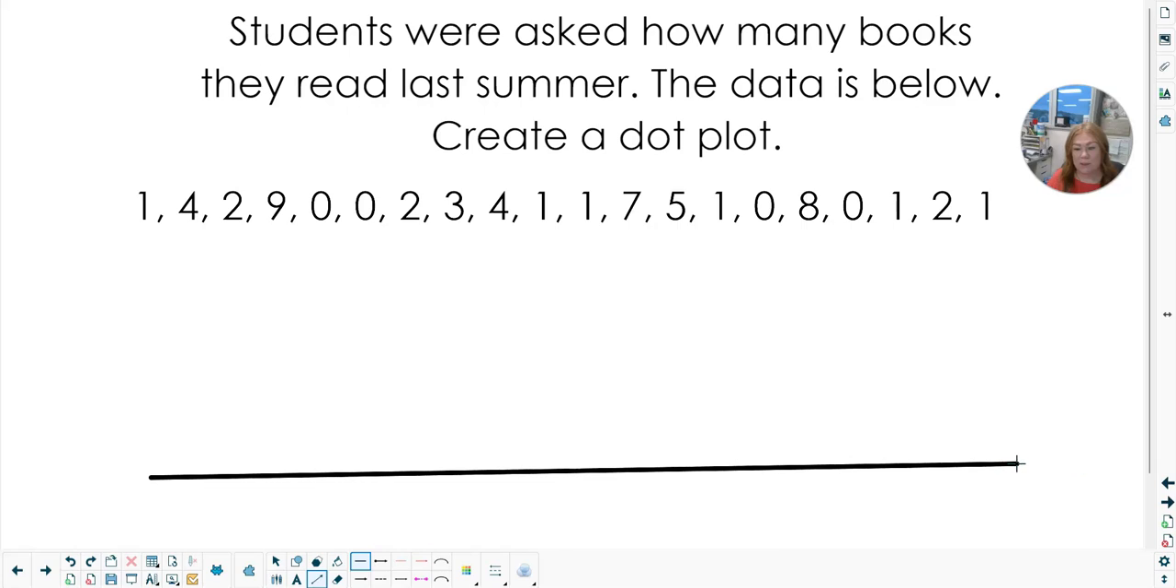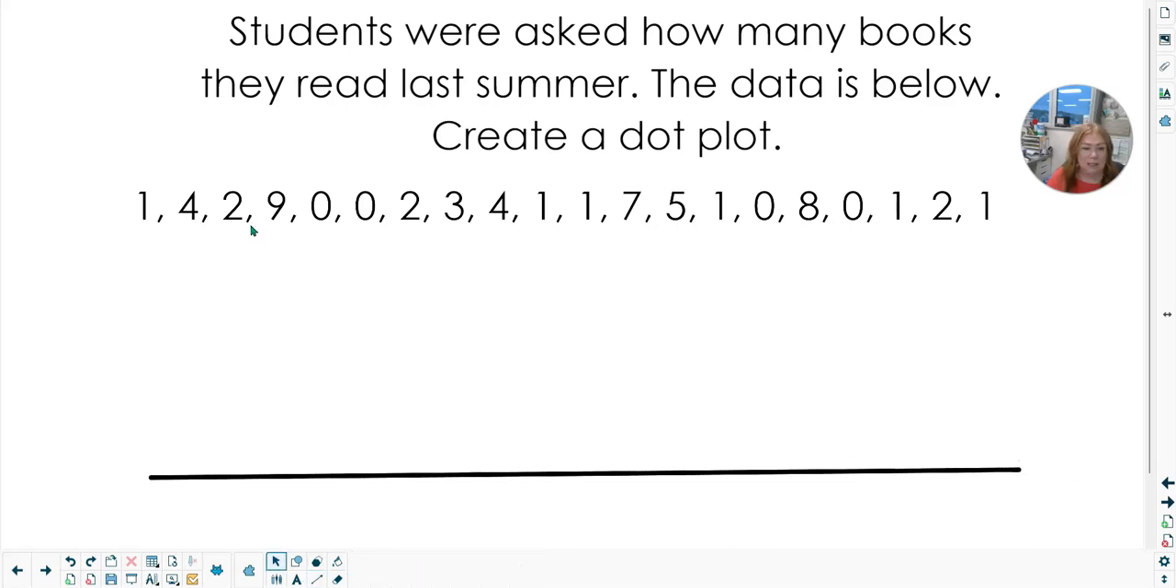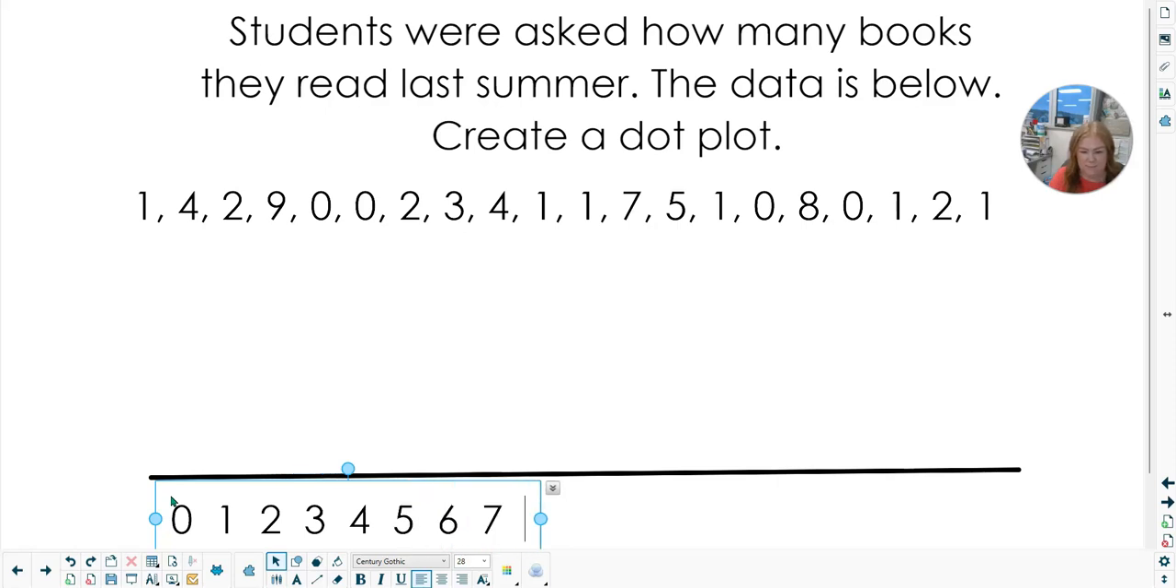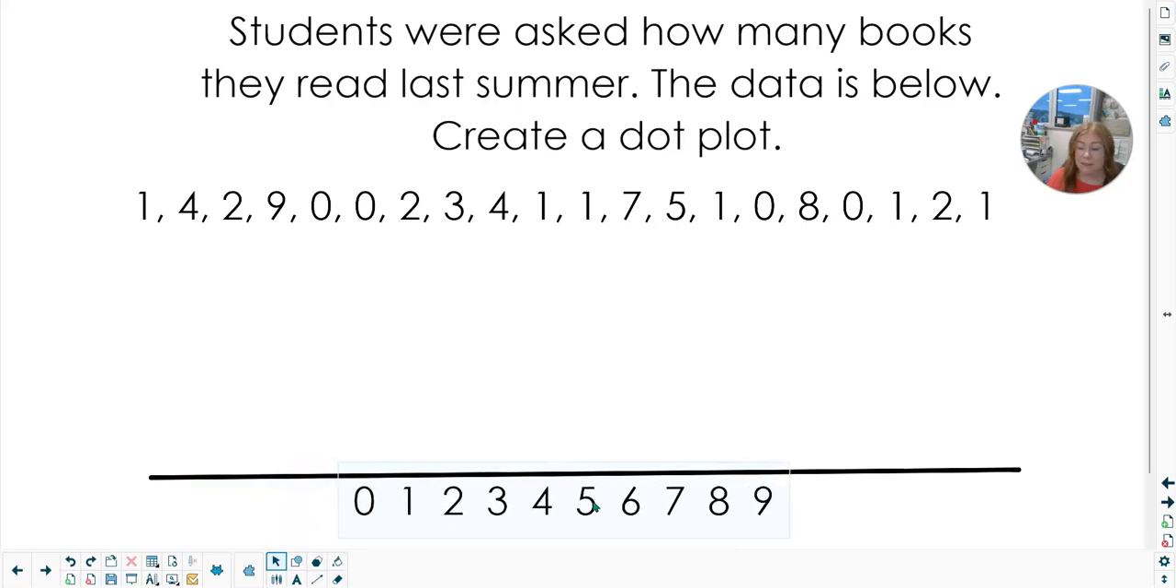So our first thing we want to do is set up our dot plot. So we can see people read 0 all the way up to 9. So across the bottom, we're going to put 0 through 9. So fill out your line there. 5, 6. Okay, so here is mine. I did not need a line that big, it looks like.